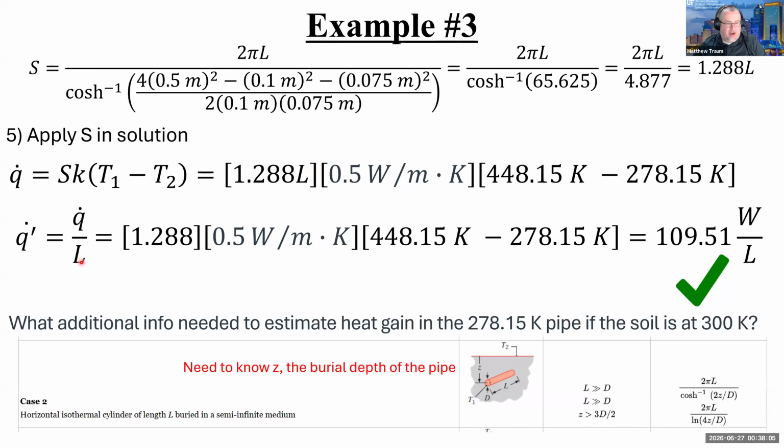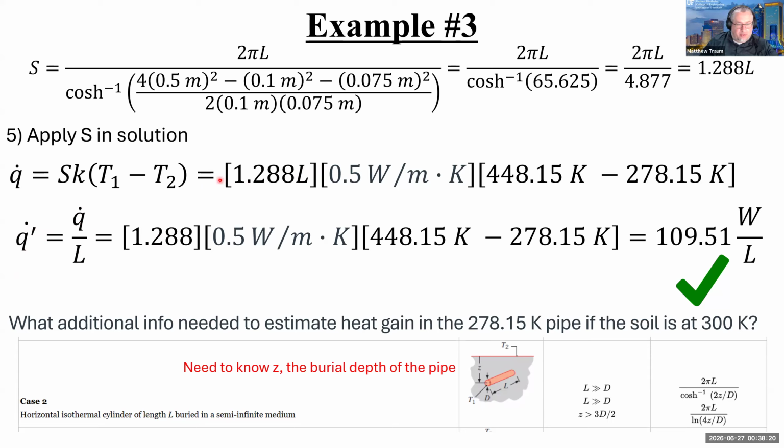And what is Q divided by L? It's just Q prime, right? It's exactly what I'm looking for. So that solves two problems at once. That solves the how do I get a Q prime? And that solves, what do I do with L if I don't actually know the value because it's not given?